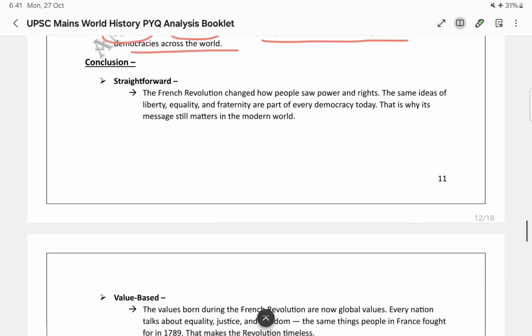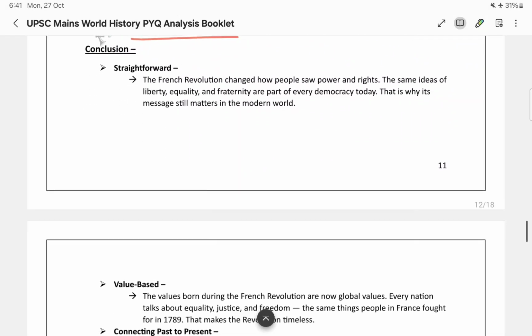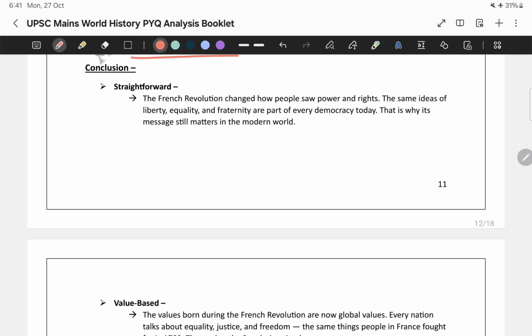So over here also, let us see what are the different ways we can conclude our answer. So first is the straightforward way, okay? How you can conclude? Simple. Like, the French Revolution changed how people saw power and rights. The same ideas of liberty, equality and fraternity are part of every democracy today. That is why its message still matters in the modern world. So this is just a straightforward way of directly addressing your question.